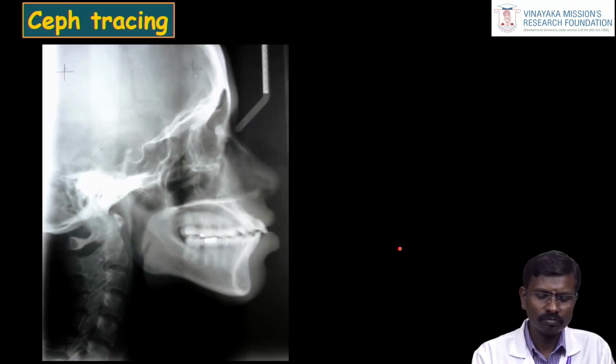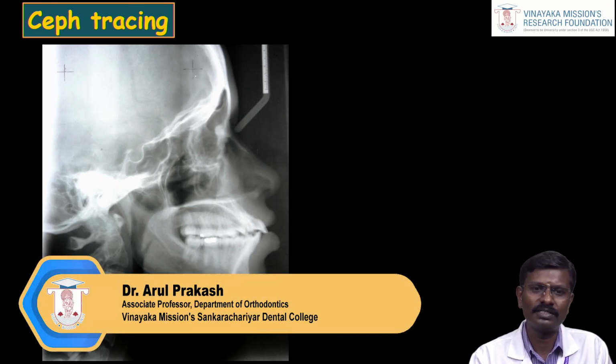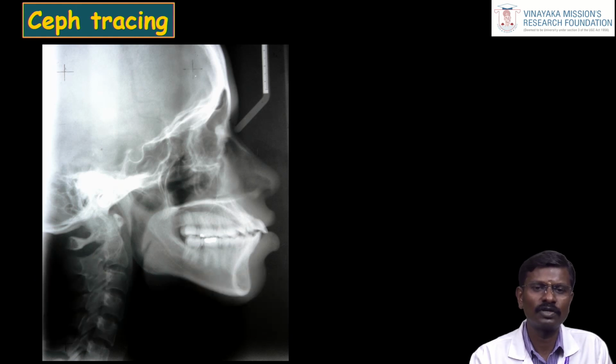This is the conventional cephalogram. Before starting the tracing, it's always better to do a hand tracing, whether you get a digital film or a conventional film. Nowadays, in recent advances, a lot of cephalometric analysis software is available, like DigiCeph, NanoCeph, and a lot of other cephalometric tracing software.